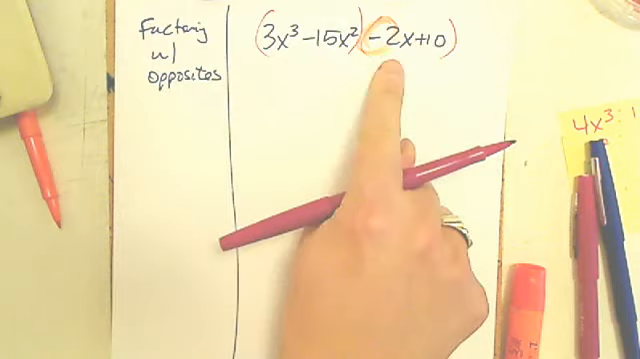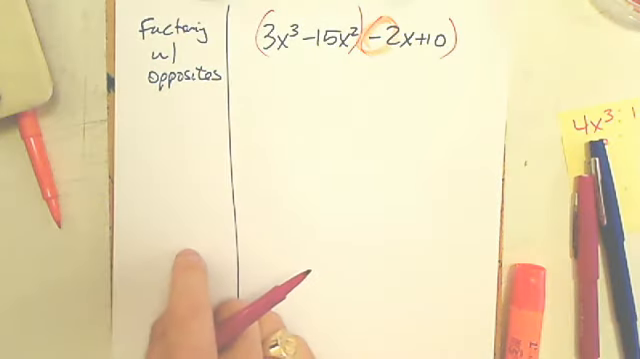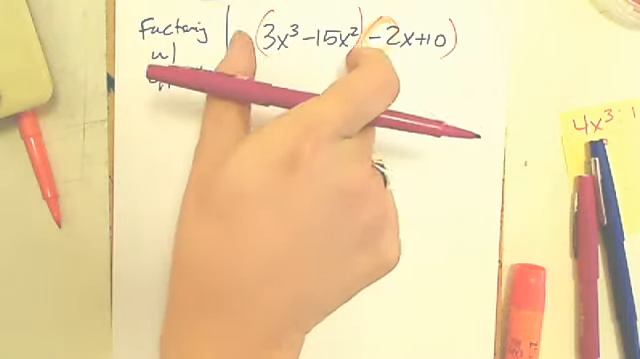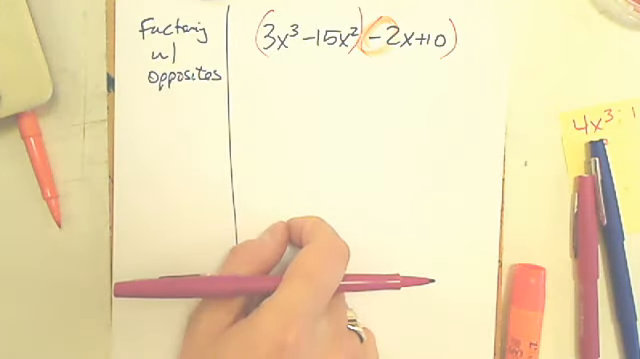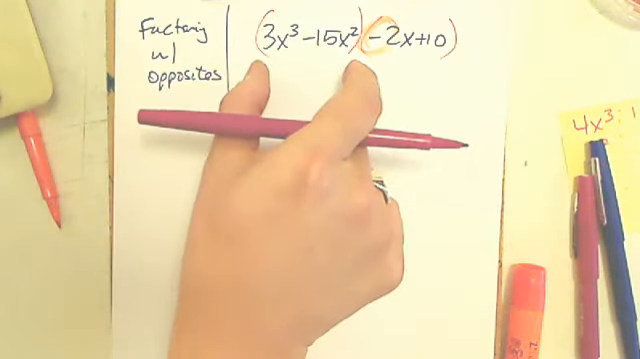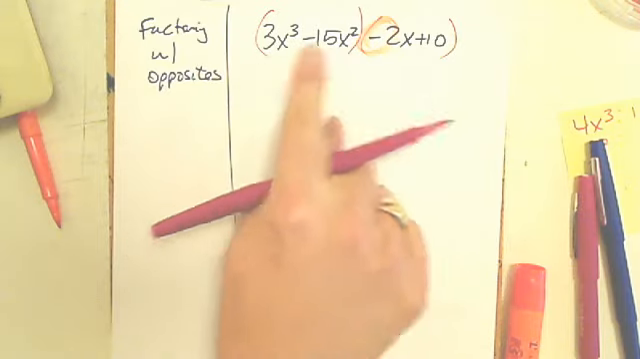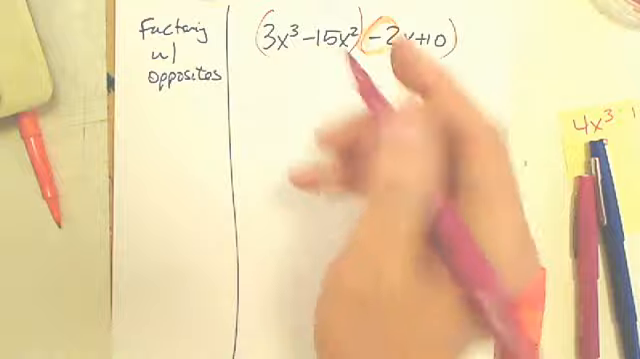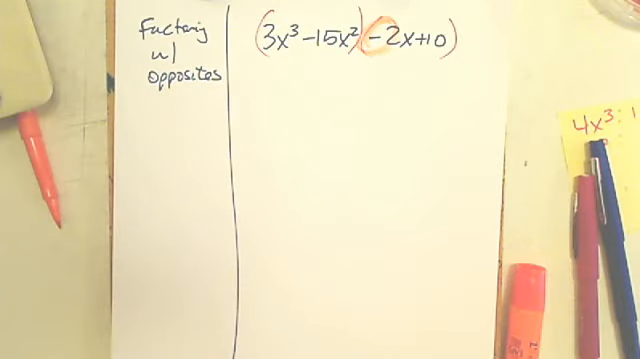But the difference will come in the second parentheses. So here in the first parentheses, I need to take out, Ethan, what do I need to take out in the first parentheses? What's my GCF between 3x cubed and 15x squared? 5 what? No, not 5. 3 what?